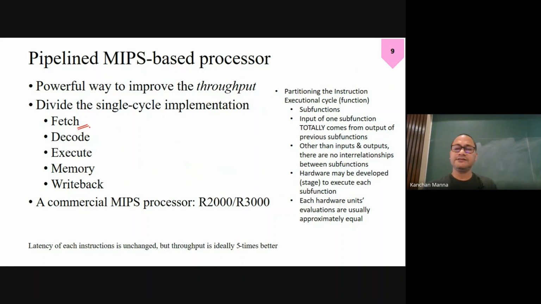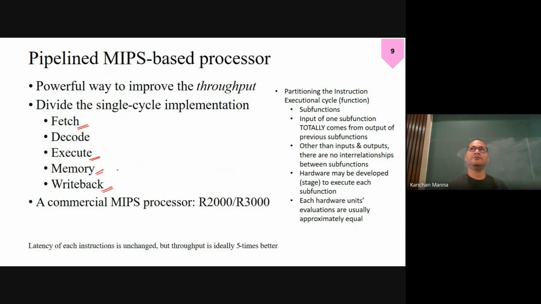So here we have the fetch stage. The fetch stage means it will fetch the instruction from memory. Then we'll decode it, and after that we have the reading operation, to read the register contents. Then we have the execute stage, where we have the ALU, and memory. For store or LW, we'll use the memory, and then we have the write back. So these are the 5 stages.